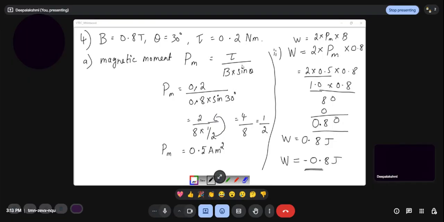Now we have to find two different things. One is magnetic moment. So magnetic moment is represented by the symbol Pm. So Pm is equal to torque divided by B into sine theta. So therefore torque value is 0.2 divided by B value is 0.8 into sine 30 degree. Point and point get cancels. So you'll have 2 by 8 into the value of sine 30 degree is 1 by 2. Now this 2 goes to the numerator. So 2 into 2 becomes 4. 4 by 8 is nothing but 1 by 2. So the value is 0.5 ampere square meter.